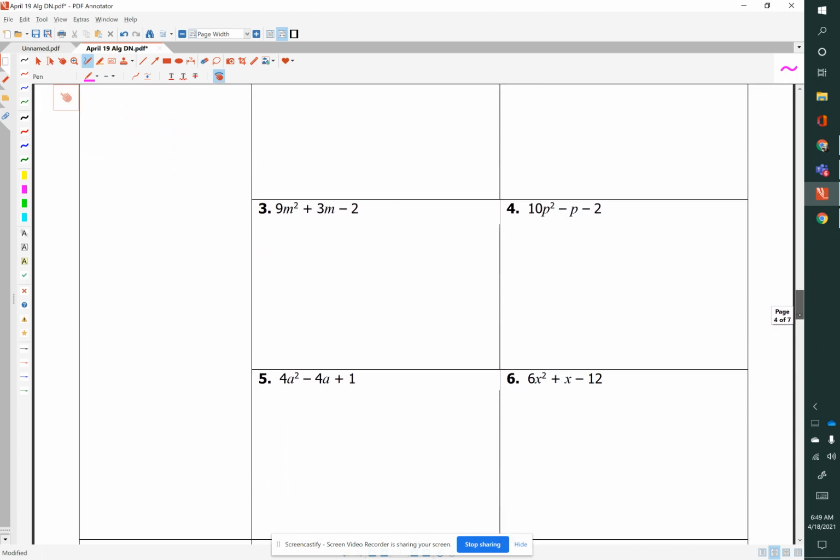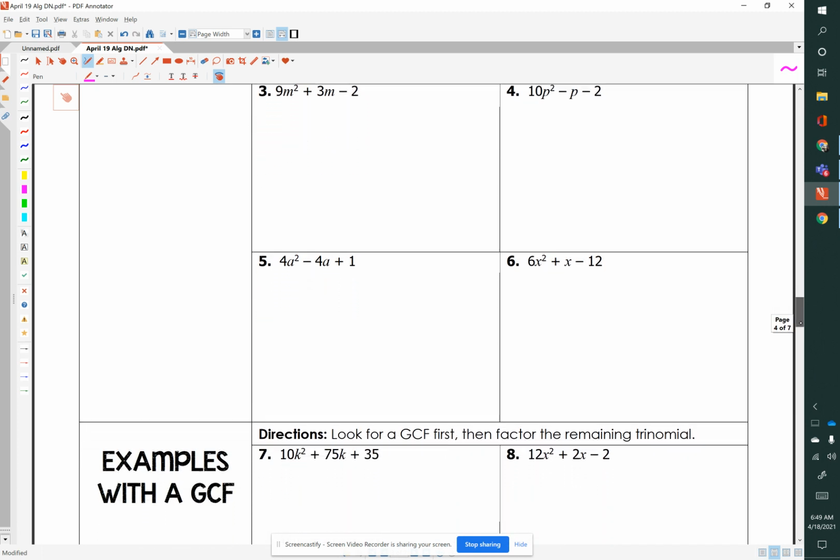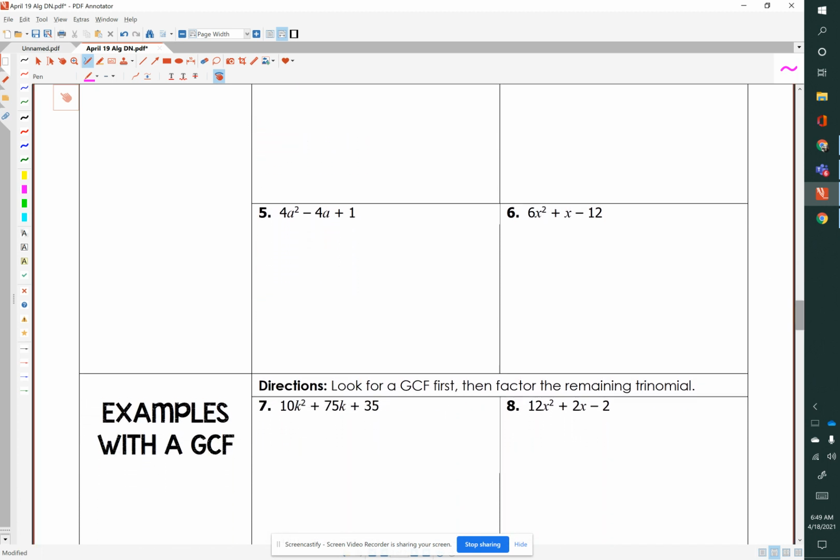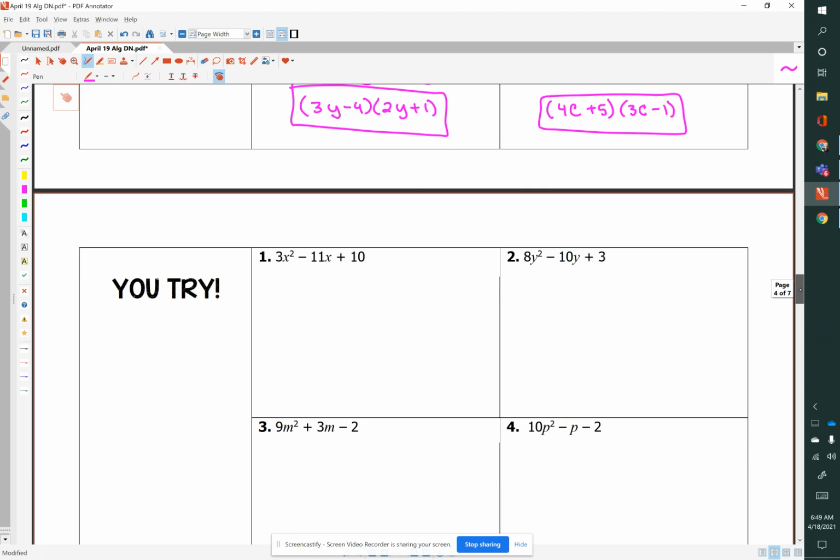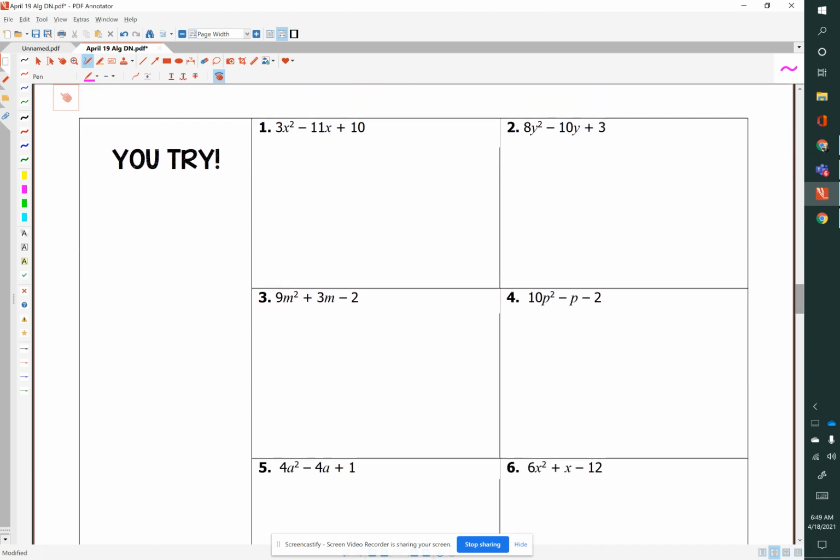If you do them all without my help, please make sure you stop here before you get to the examples with the greatest common factor, unless you really want to challenge yourself and try those on your own. But I'm going to do every problem so you can check your work. So you can either work together, or try a couple on your own and then come back to the video and see how you did. Great job. So here we go.